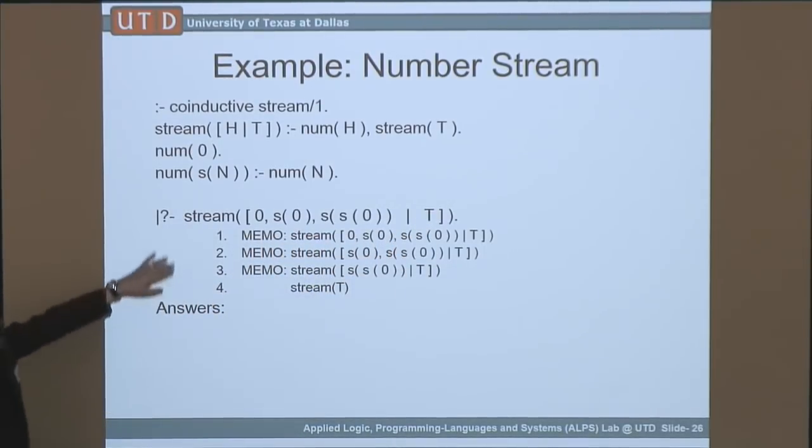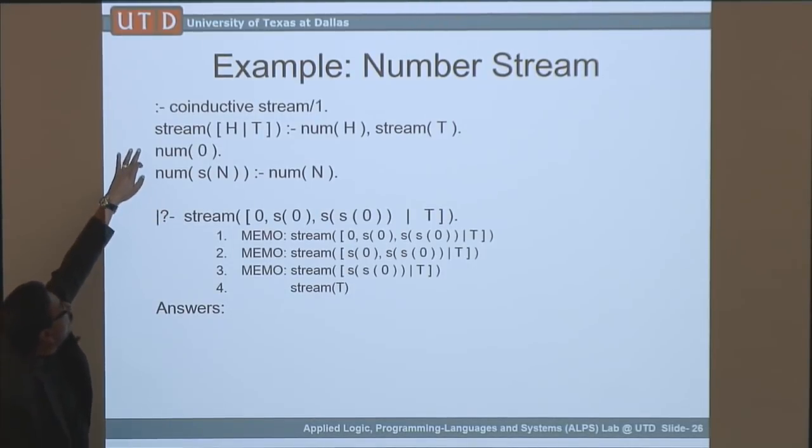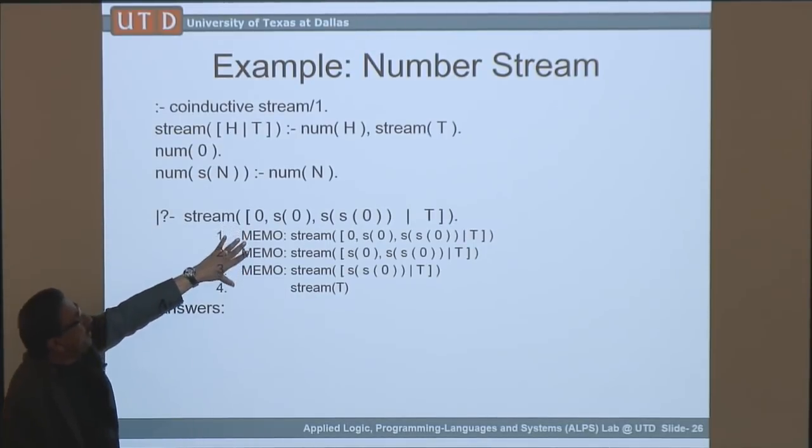bindings for T. So the way the execution algorithm works is that you start expanding using this clause, right? The first one, no base case, as you can see. And then at every step, you have to remember the call. You have to memo the call.